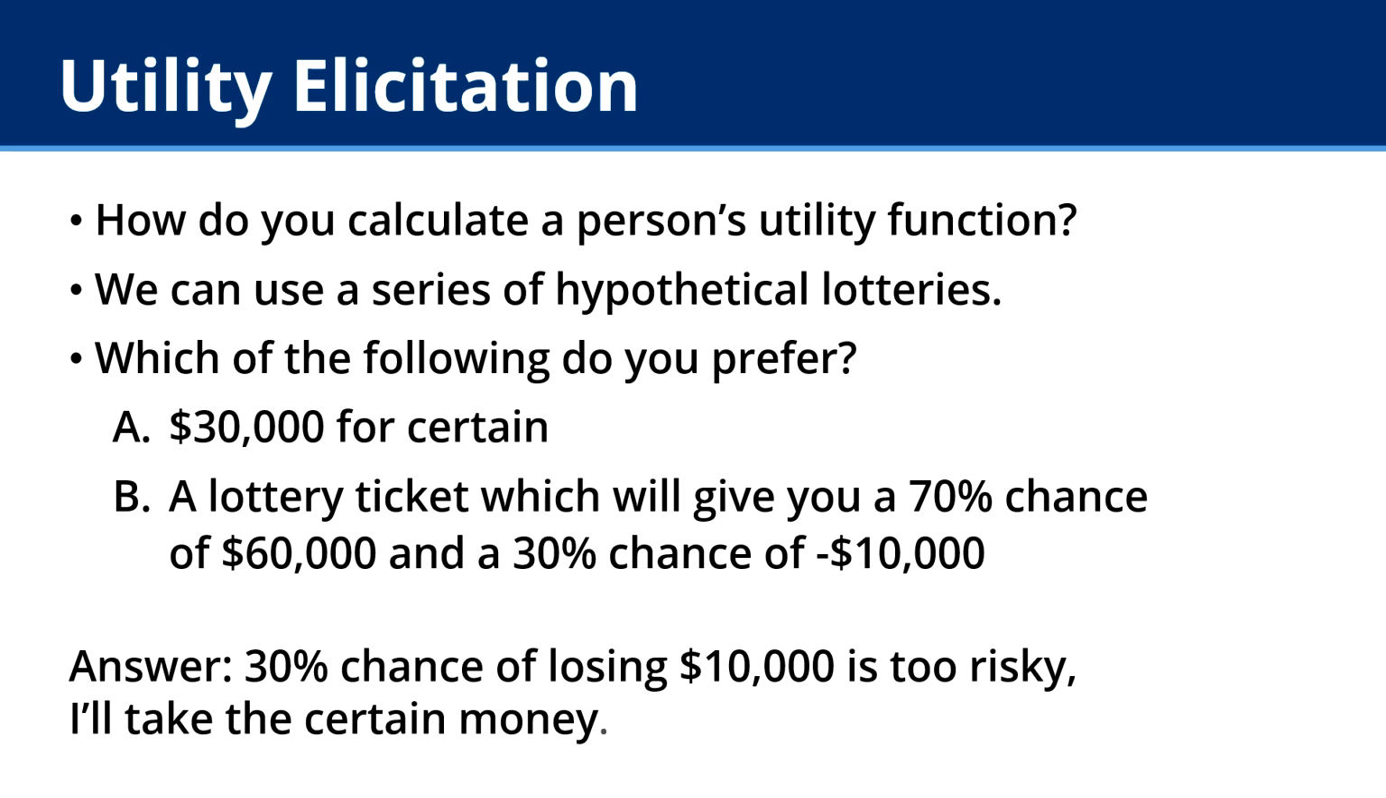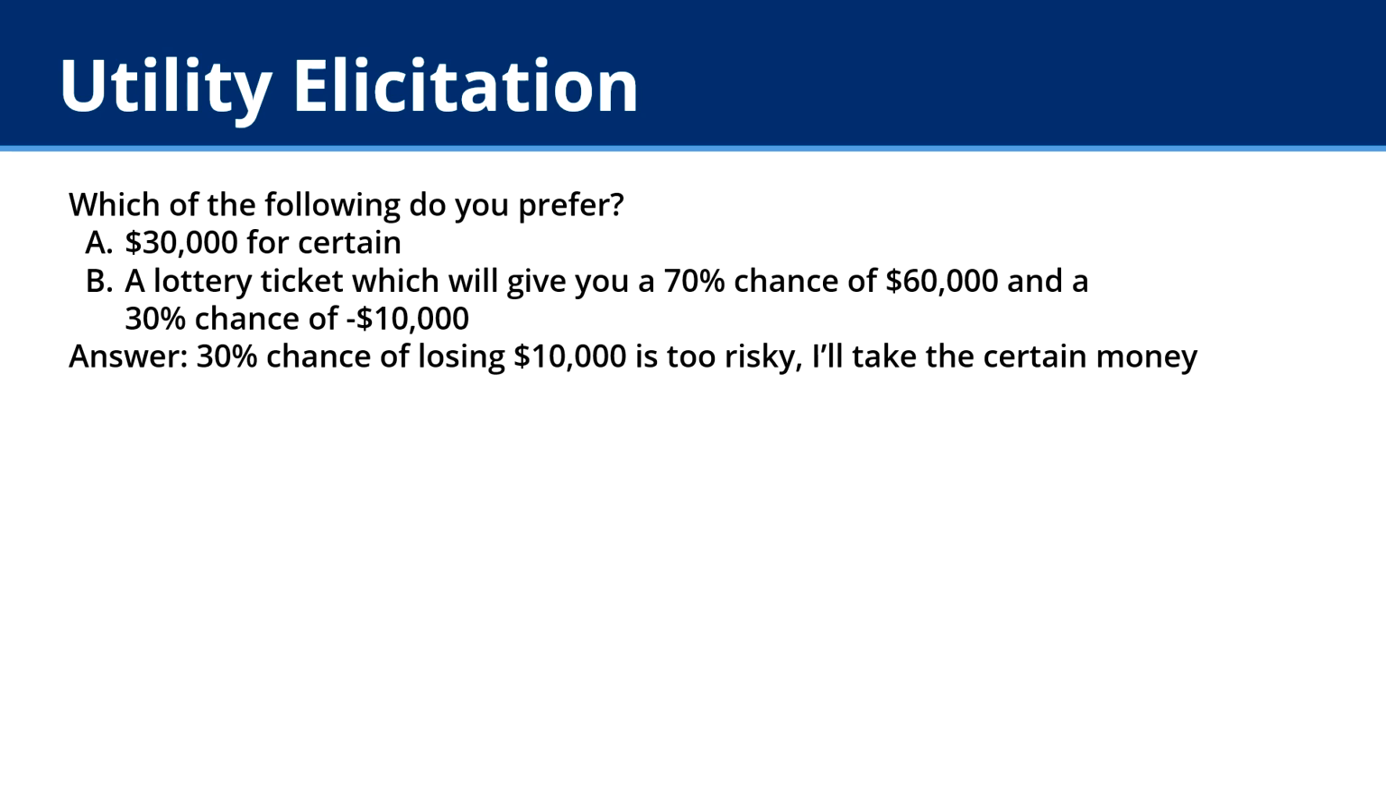If the decision maker's response is, a 30% chance of losing 10,000 is just too risky for me, I'll take the 100% certainty here and take the 30,000, that act reveals something about that person's preference and their attitude about risk. Let's continue our conversation with the decision maker. As a follow-up question to the initial offer, we're going to give the decision maker another offer.